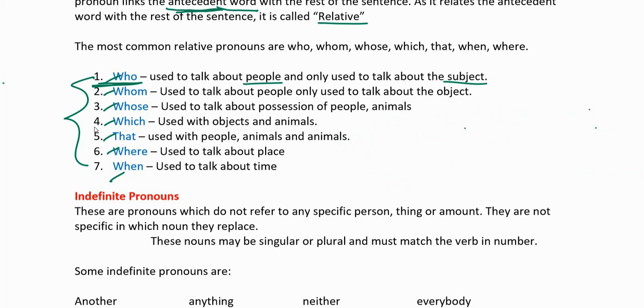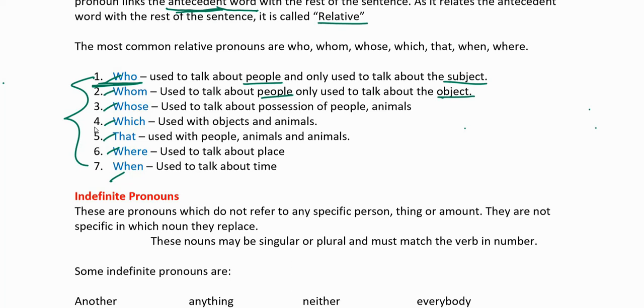Now, whom is used to talk about people, only used to talk about the object. Now, who is used to talk about the subject of the verb, but whom is used to talk about the object or the receiver of the action.